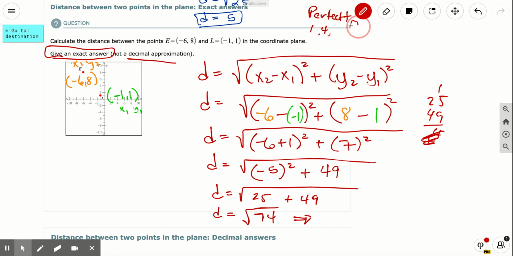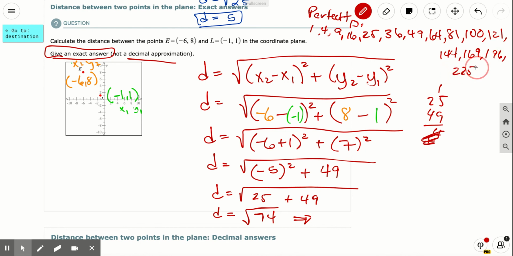Perfect square numbers look like this. It's 1 times 1 is 1. 2 times 2 is 4. 3 times 3 is 9. 4 times 4 is 16. 5 times 5 is 25. Do you see it? These are the perfect square numbers. 49, 7 times 7, 8 times 8, 9 times 9, 10 times 10, 11 times 11, 12 times 12, 13 times 13, 14 times 14, 15 times 15. I don't know, something like that. Okay, and then it keeps going. But basically, these are the square numbers.